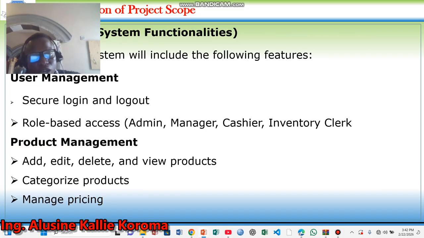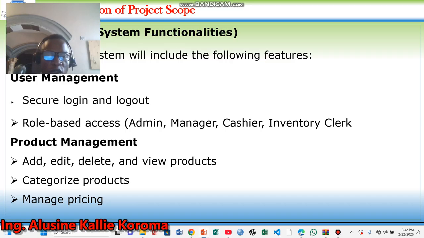Now, definition of the scope of the problem, figure 2.1, the scope, the system functionalities. The proposed system will include the following features. These are the features that the system you want to build will provide.